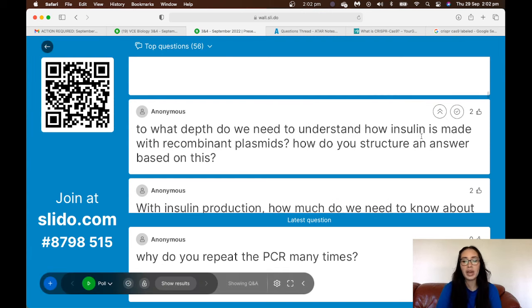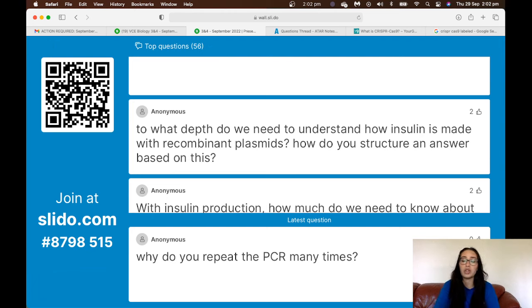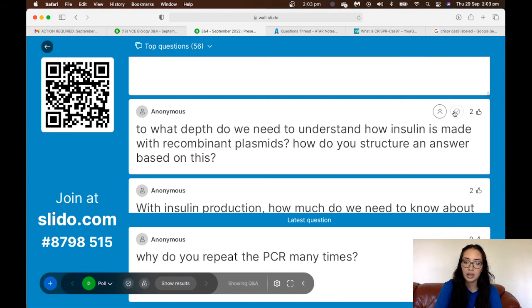Once again with this, know your basic biology stuff. So how the plasmids work, how they're inserted, gene of interest, stuff like that, ligase, endonuclease. But also really know ethical stuff. I'd base the ethical thing on having a statement, a topic sentence. You know, insulin is made of recombinant plasmids. Why is this a good thing? Why is it a bad thing? Often you'll get an ethical question like that.